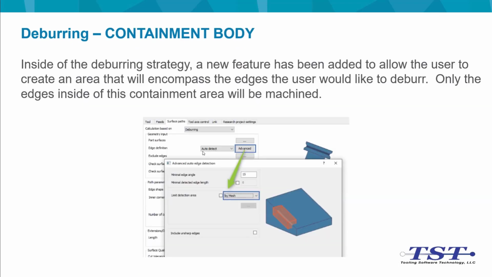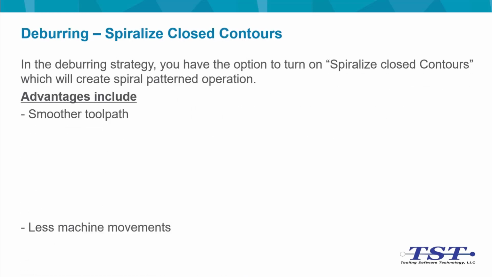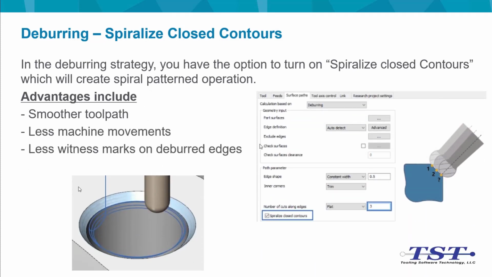With deburring, there's been enhancements added. You can now create a mesh entity around an area to contain where that deburring is going to happen. With the deburring, you have the option to utilize the spiralized closed contours, meaning that there is a smoother tool path, less machine movements, less witness marks on the edges, meaning that it'll create a nice spiral tool path when you have things like heavier chamfers or heavier blends. This will just be a general improvement on the deburring end.